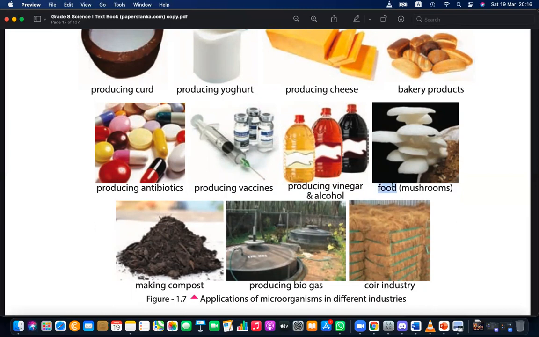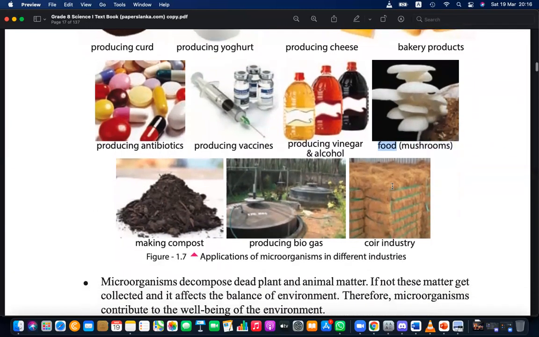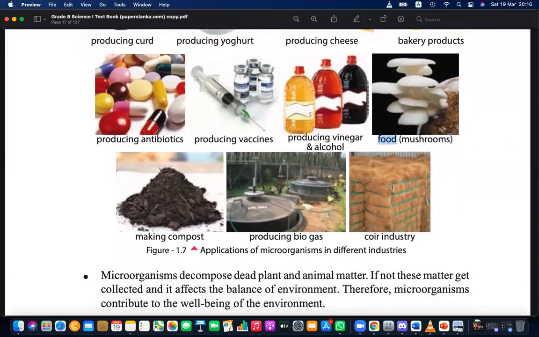And as a food, you can use mushrooms. Mushroom is a fungus, but we can use that as a food. So nowadays, mushroom cultivation is a business. It is a kind of food. Therefore, on a mass scale, people produce these mushrooms.